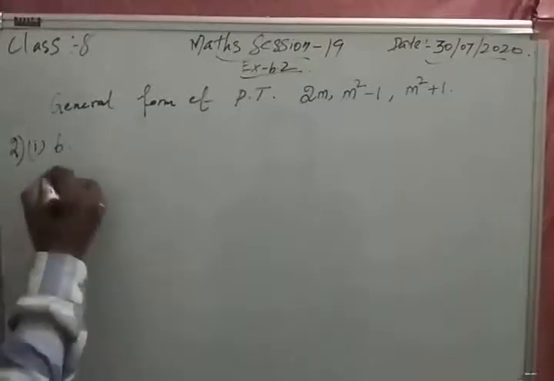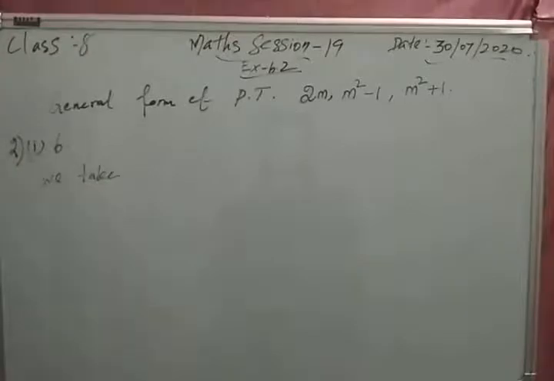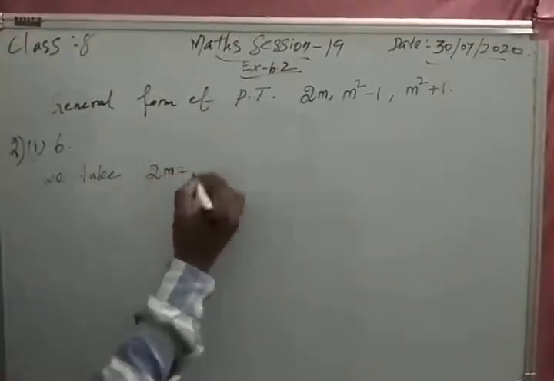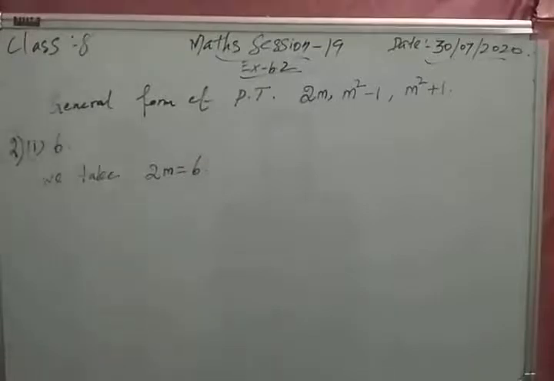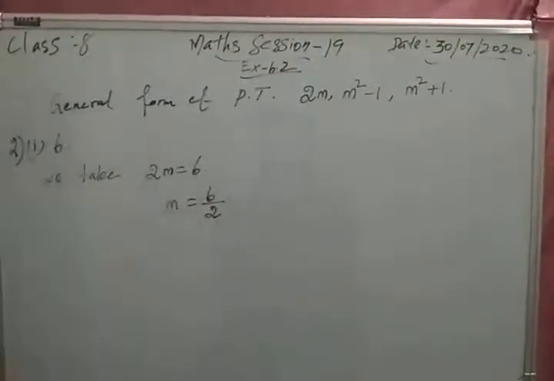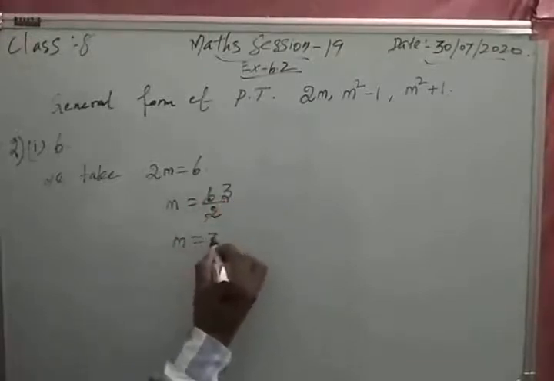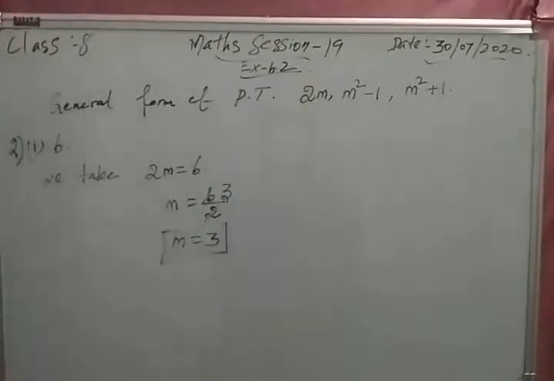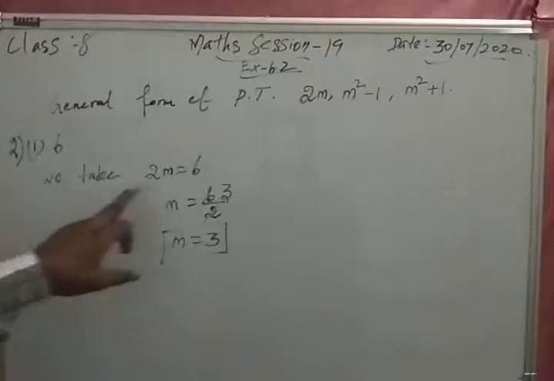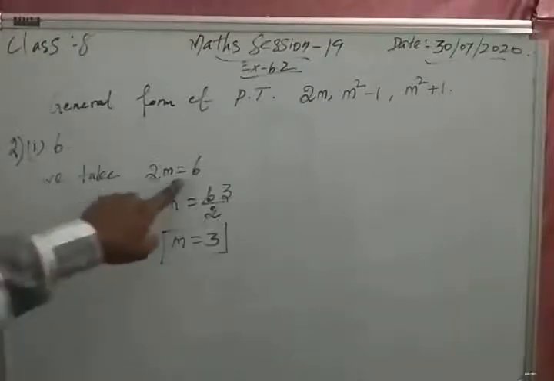So first we take 2m is equal to 6. We have taken the first value, 2m is equal to 6. Then m is equal to 6 divided by 2. Yes or no? So we can get the value: 1 2 is 2, 3 2s are 6. We can take m value is equal to 3. Okay. Now the first one we have taken and found the value of m is equal to 3. So 2m is equal to 6 is the correct value.